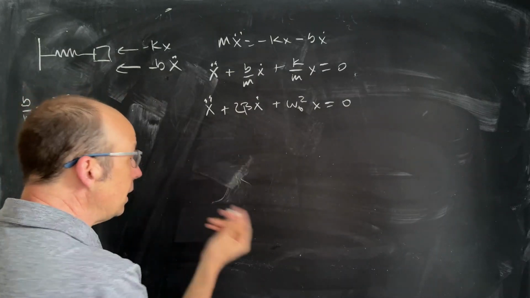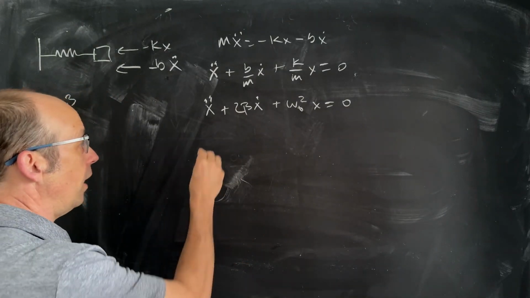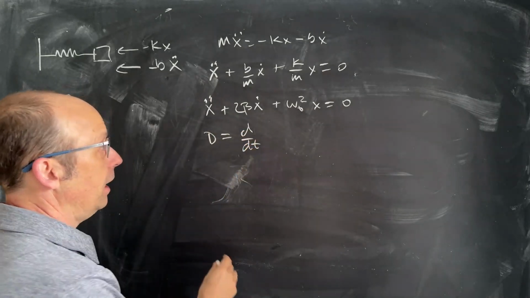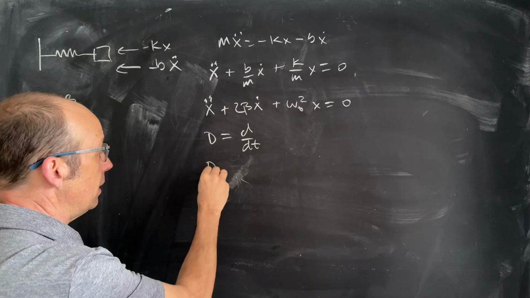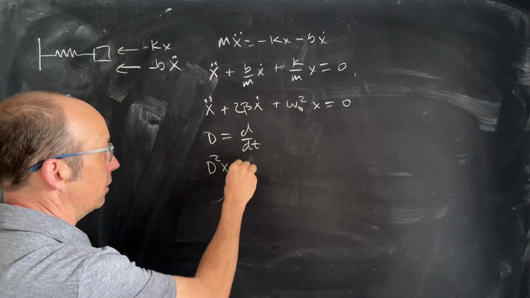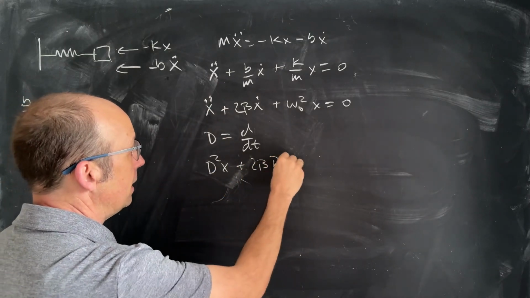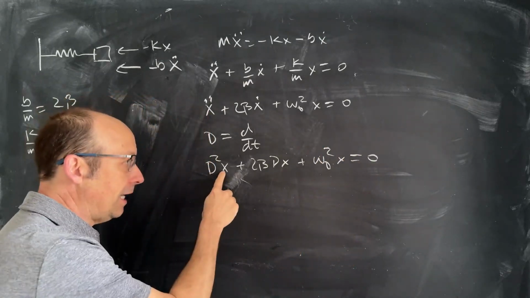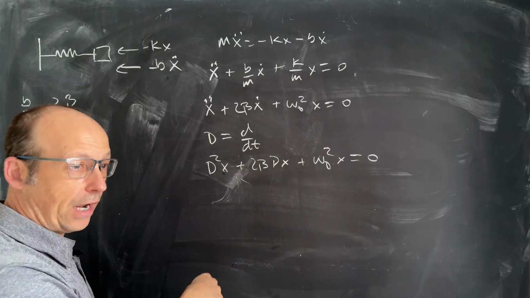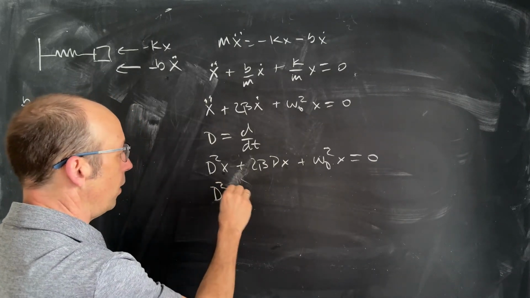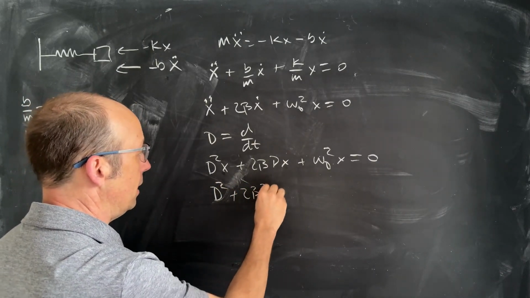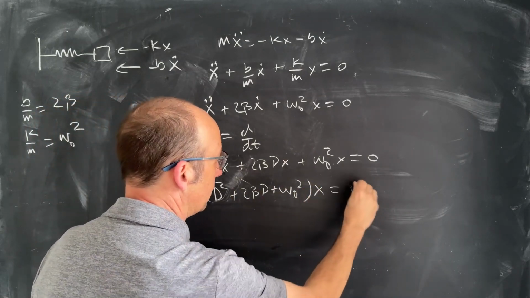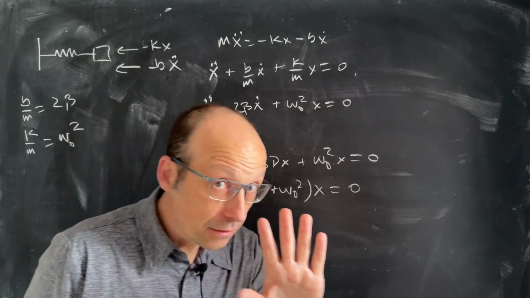Now, it's still a really difficult differential equation, but we can define the operator D as the derivative with respect to time. Then the equation becomes D squared x, the second derivative, plus 2 beta D x plus omega naught squared x equals 0. Now I have these x terms and I can factor that out. So I have D squared plus 2 beta D plus omega naught squared operating on x equal to 0. It's a trick.